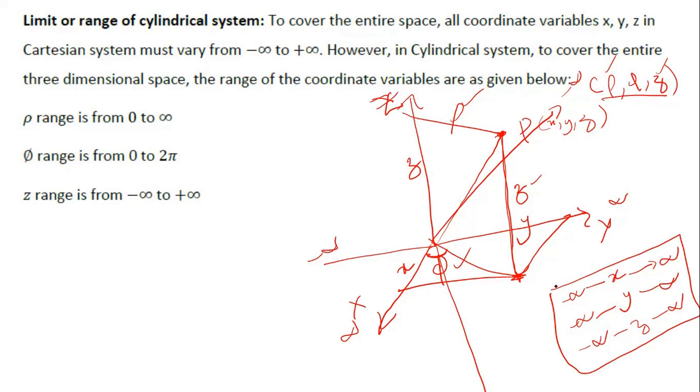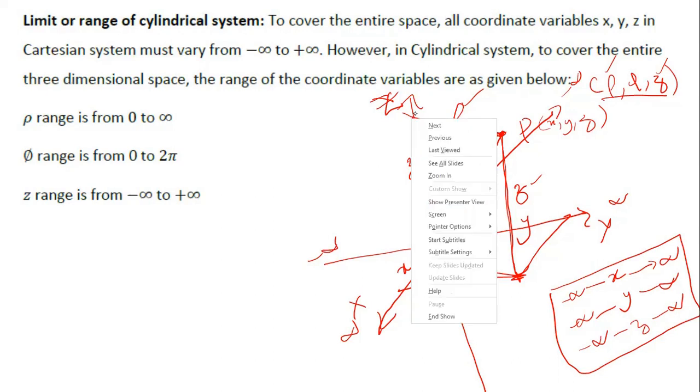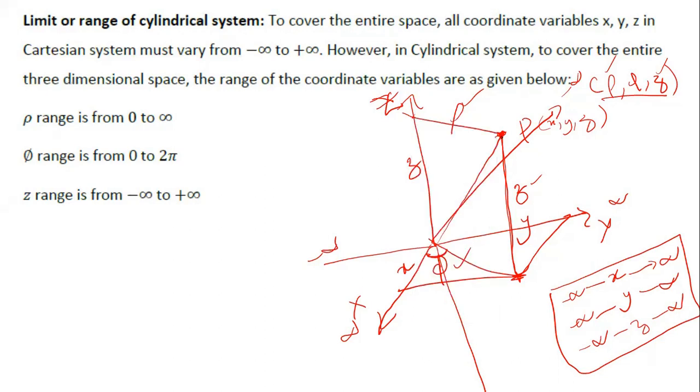Now, in order to cover the whole space, what will be the range of rho here? Rho is simply the distance of the point from the z-axis, right? So there is no concept of a negative value here. You are simply measuring the distance of any point in the coordinate system from the z-axis. So on the z-axis, the value is 0. But if you move away from that, the distance is rho.